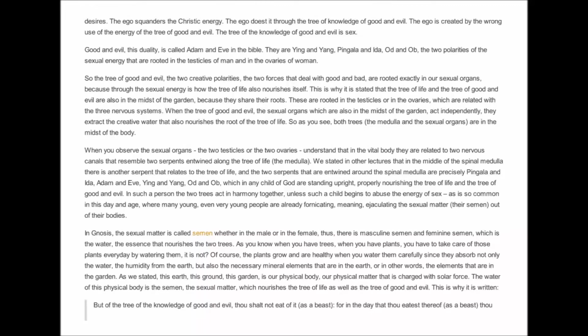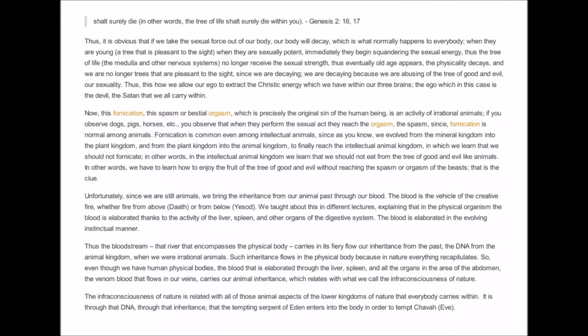So the tree of good and evil, of the two polarities, the two forces that deal with good and bad, are exactly in the sexual organs. Because through it, of course, the tree of life nurtures itself also through the sexual energy. That's why it is stated that the tree of life and the tree of good and evil share its roots. Those roots are the testicles and the ovaries. Because those testicles and those ovaries are related, of course, with the nervous systems.